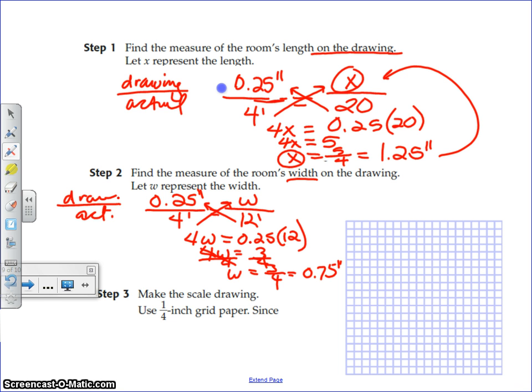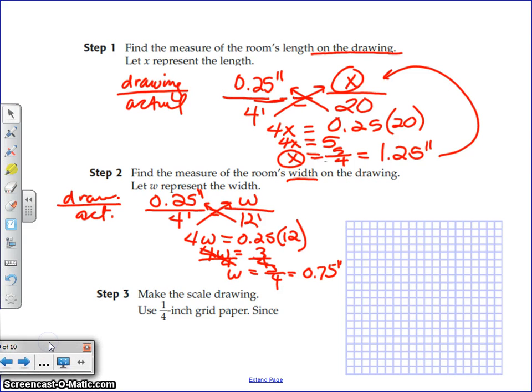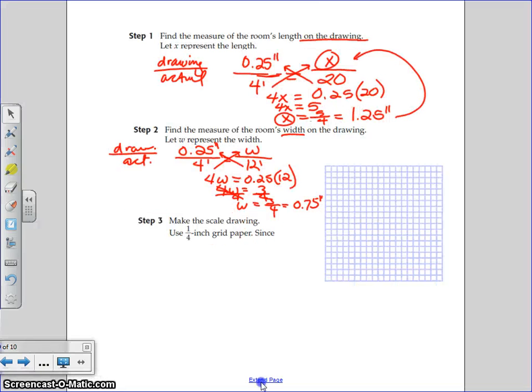Okay. So then for step 3, let me move this out of our way and extend our page a little bit. You're going to make your scale drawing, and you're going to use 1/4 inch grid paper. So you're going to let every 1/4 inch of your grid paper be a 1/4 of an inch. So for the length, we need 1.25, so we go over 5 of these squares to be the length, and 3/4, or 3 squares, to be the width. And there's our scale drawing.